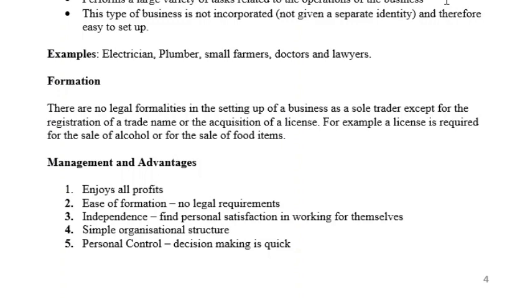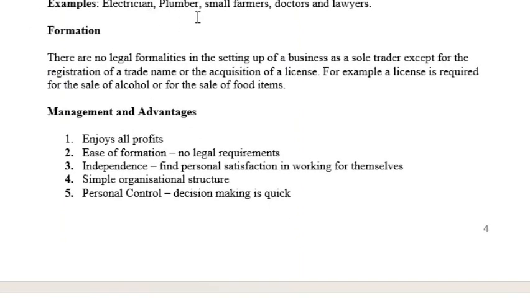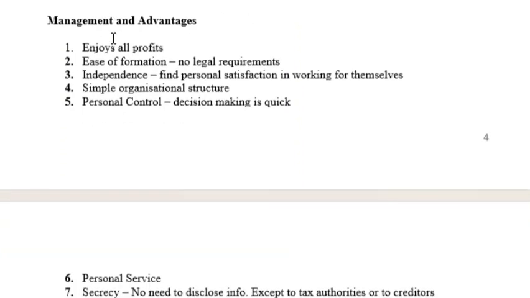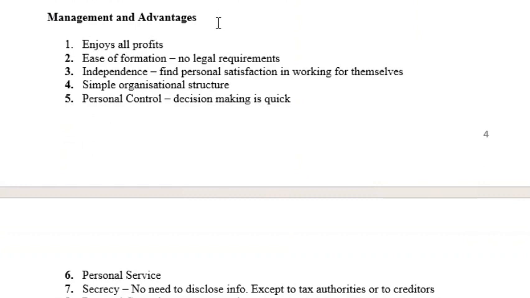So this business is not incorporated, it is not given a separate identity, and therefore it is easy to set up. Examples: electricians, plumbers, small farmers, doctors, and lawyers. So how is this formed? There are no legal formalities in setting up a sole trader business, except for the registration of a trade name or the acquisition of a license. For example, a license required for the sale of alcohol or for the sale of food items.